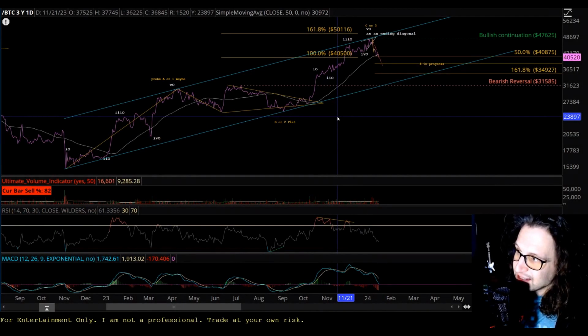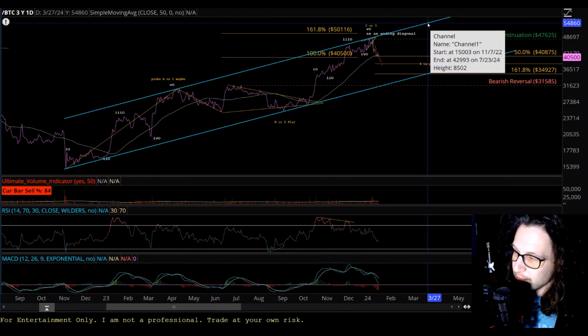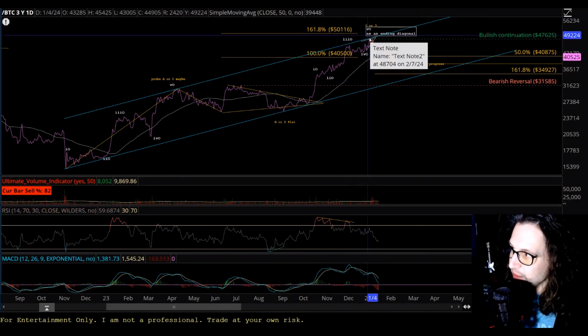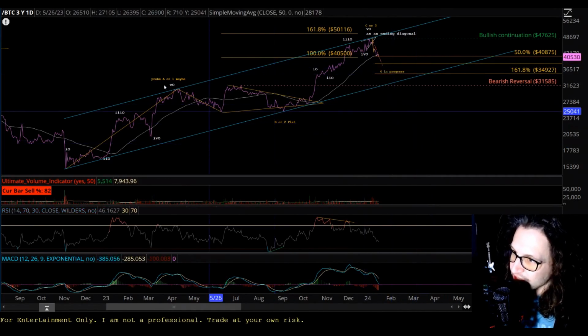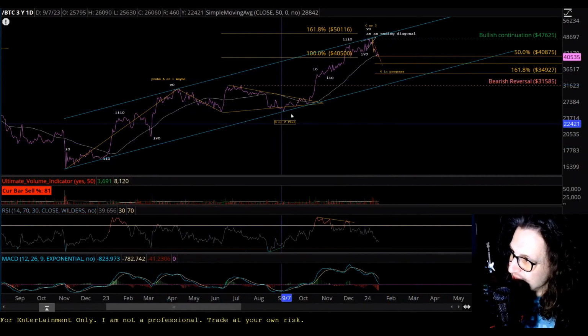Here we are on the daily time frame. This is a broader look at the price. You can see we've been moving through this blue channel for a long time. Price has come up to the top of that channel and is now coming down and is in correction, and it's probably wave 4. You're going to see that I have wave A, B, and C.